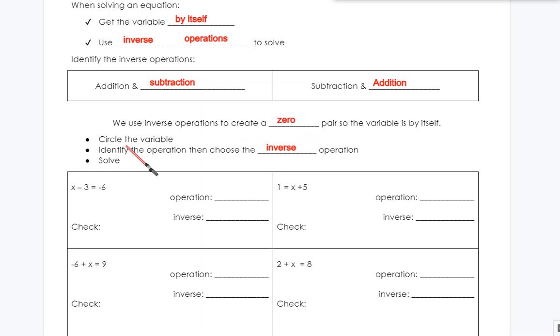All right, so how do we solve it? First, we're going to circle the variable because we're going to figure out what we want to get alone. And then we're going to identify the operation that's happening to it. And then we're going to choose the inverse operation to solve. All right, so let's do one together.